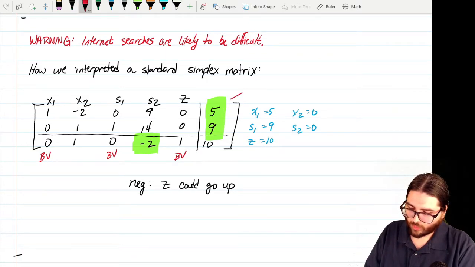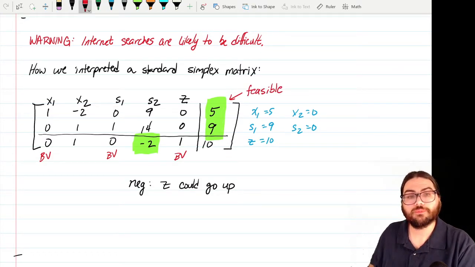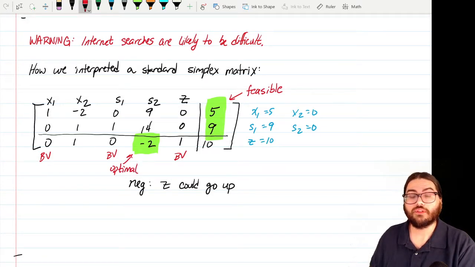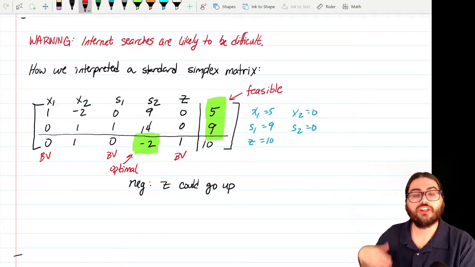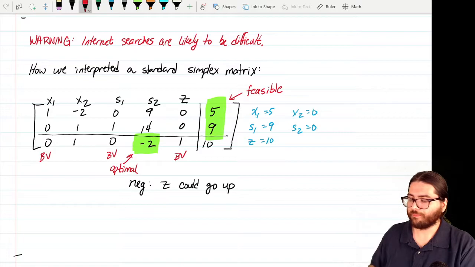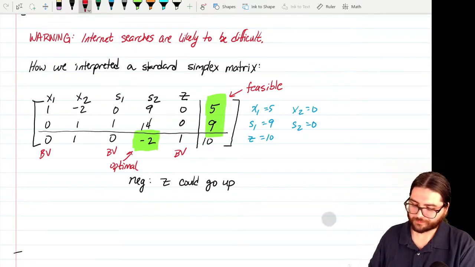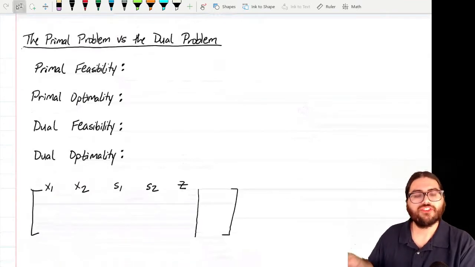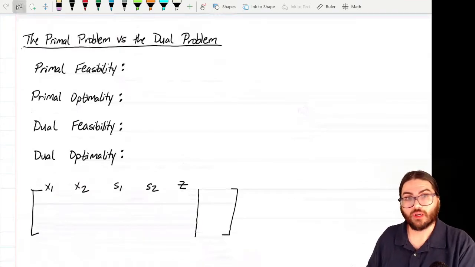We looked at these right-hand numbers here to make sure that I was still feasible, right? Am I still in the solution region? And I looked at the bottom numbers to determine if my solution was optimal or not. Right? This particular matrix represents a non-optimal solution because Z could go up. Let's see how this changes in the dual problem.